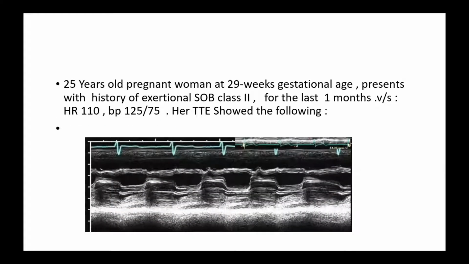You have a 25-year-old pregnant woman. She came to you at 29 weeks of gestational age. She presented with a history of exertional shortness of breath, class 2, for the last month. Her heart rate is 110, blood pressure is 125/75. On her transthoracic echo, you were interested in the mitral valve in M mode, and they presented you with this. What's your diagnosis? Mitral stenosis.